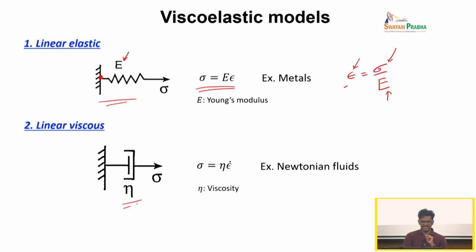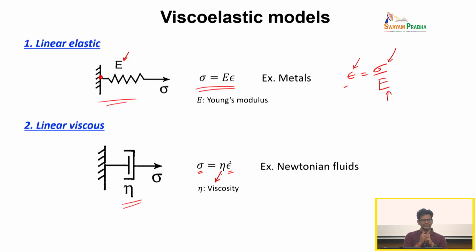Then you have the other limit, purely viscous, no elastic component. That is shown by a dashpot model, right. So, here we show that the stress is proportional to not the strain but the strain rate, and the proportionality constant is called the viscosity. Have you seen this formula before? Is it familiar to you, this equation? What is it called? What is this equation called?